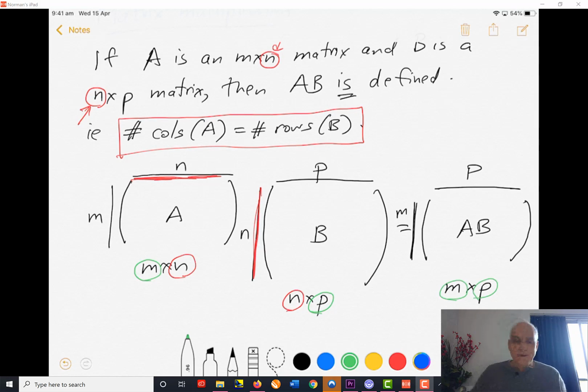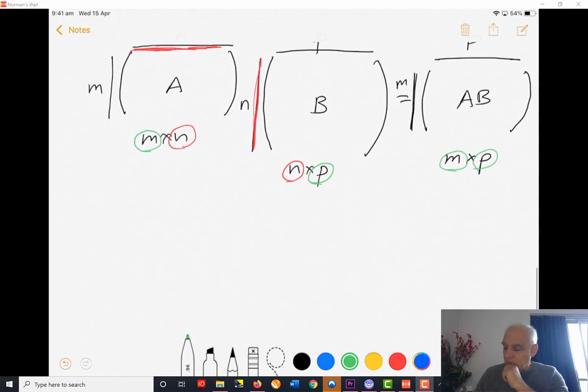Okay, so that's when you can multiply matrices, and that's sort of what it looks like. But what actually is the definition of the product of matrices? So the way I want you to think about this is the following.